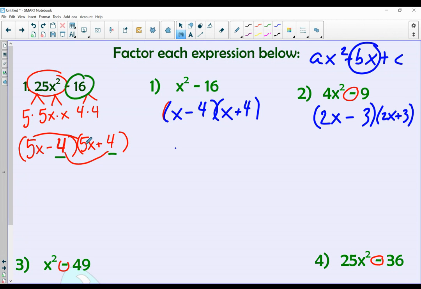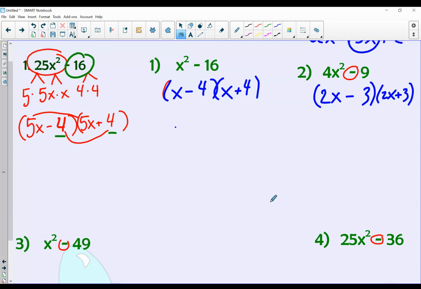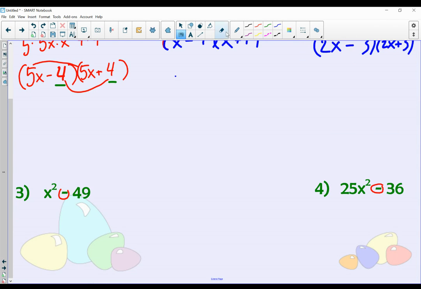Here I have a 5x, here I have a 5x, here I have 4, 4. One is negative, one's positive. 4, 4, x, x, one's negative, one's positive. 2x, 2x, 3, 3, one's negative, one's positive. Okay, so I'm going to do these last two by factoring by grouping.